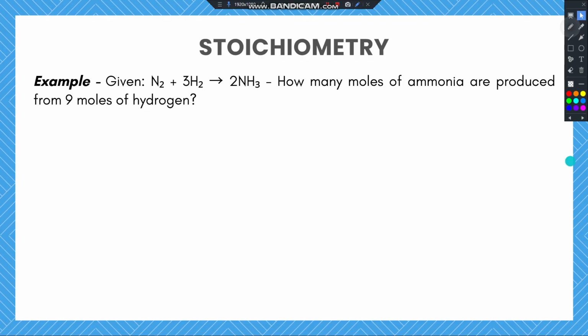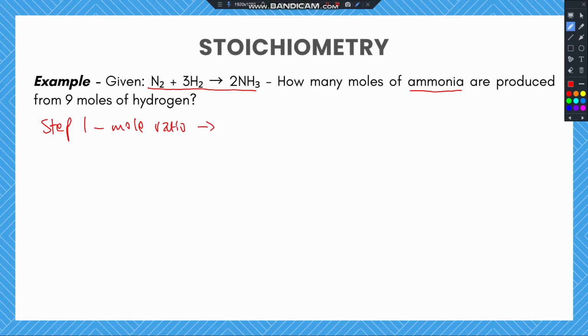The next question says, given this equation on the screen, we have one equation on the screen right now. How many moles of ammonia are produced from 9 moles of hydrogen? Well, step number 1, let's get the mole ratio.